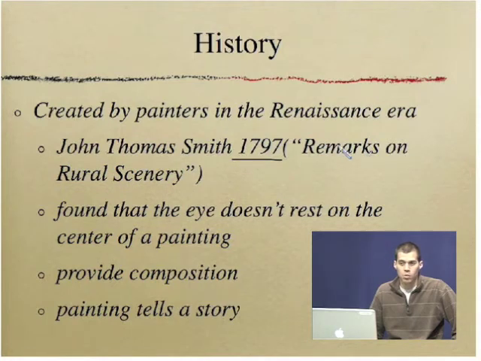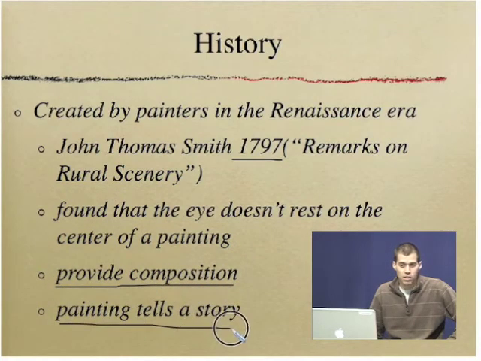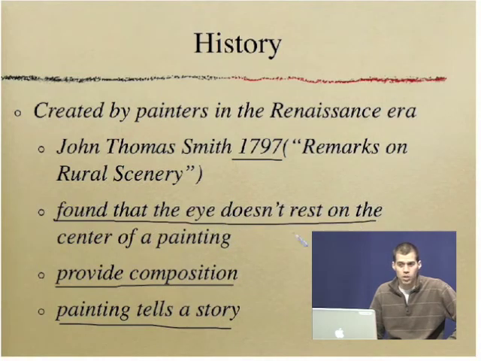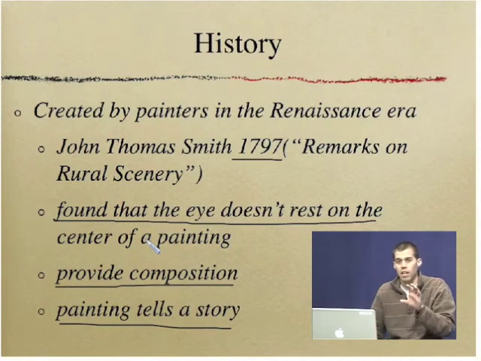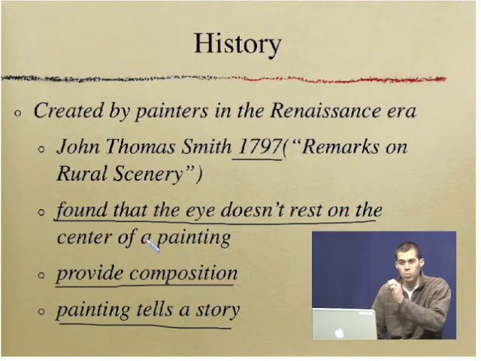And this, he was remarking on rural scenery, so he was a painter. And he was just documenting the fact that he found certain things, and the 3 things that he found out is in a painting, you want to provide composition, you want the painting to tell a story, and then he found that when you look at a picture, the eye doesn't rest on the center of the picture, it rests on different elements, and then, like I said, those cross sections is where the eye rests, and it likes to move around.